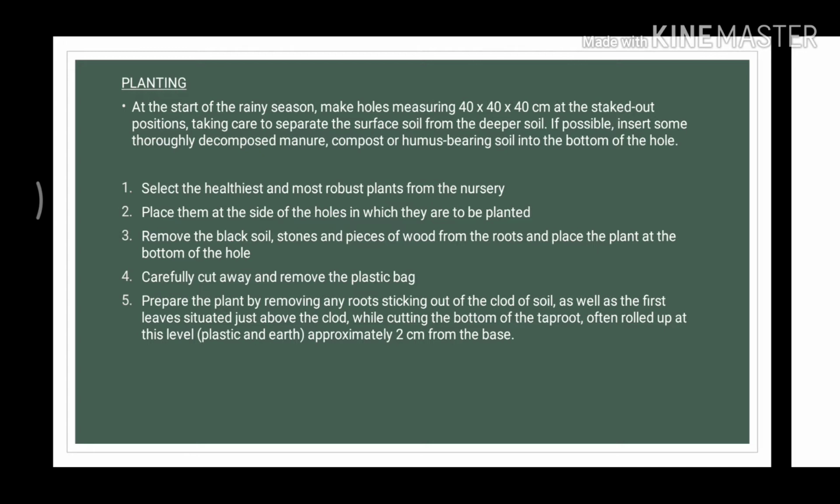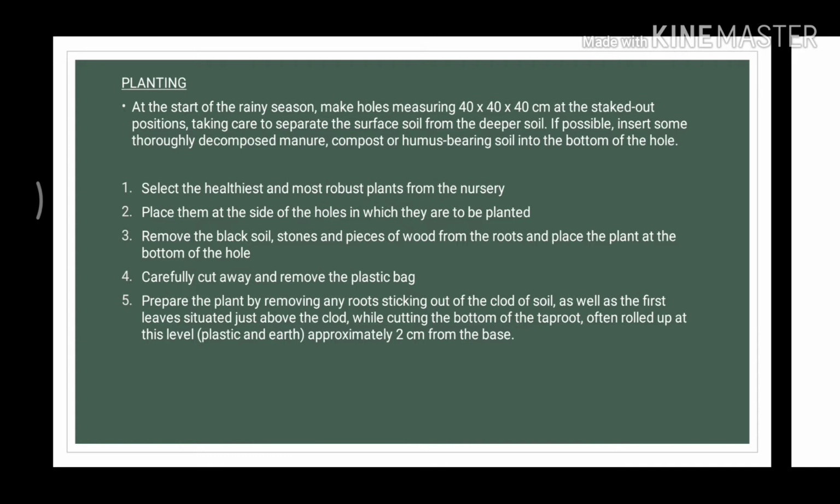To plant a cocoa tree at the start of the rainy season, make holes measuring 40 by 40 by 40 centimeters at the staked out positions, taking care to separate the surface soil from the deeper soil. If possible, insert some well decomposed manure, compost, or humus-bearing soil into the bottom of the hole. First, select the healthiest and most robust plants from the nursery, place them at the side of the holes in which they are to be planted, and then remove the black soil, stones, and pieces of wood from the roots and place the plant at the bottom of the hole.